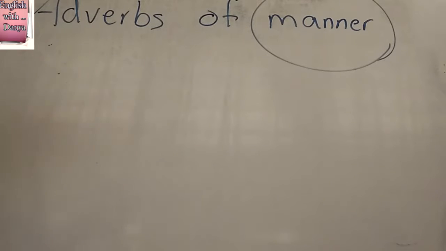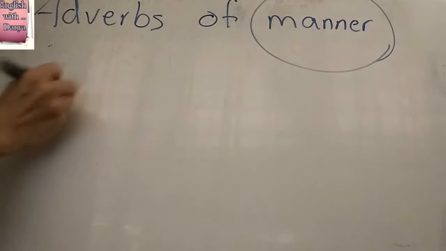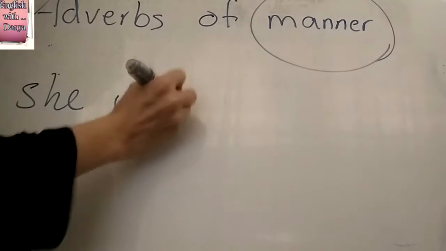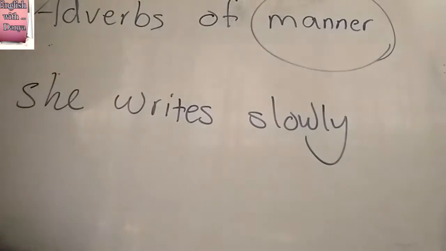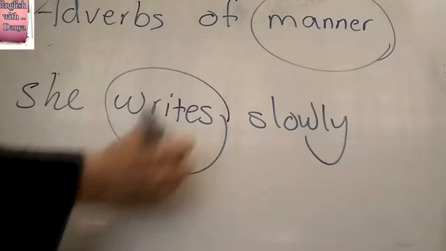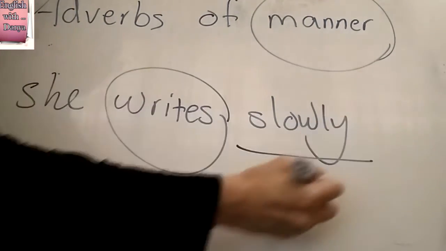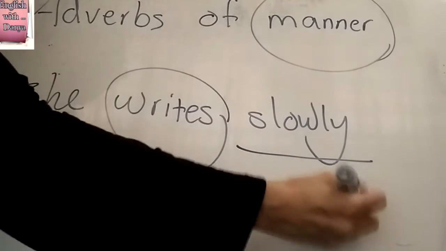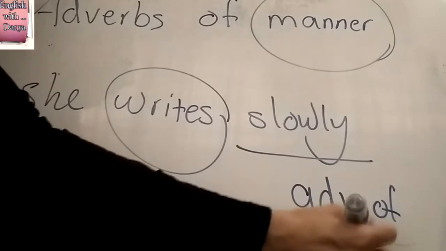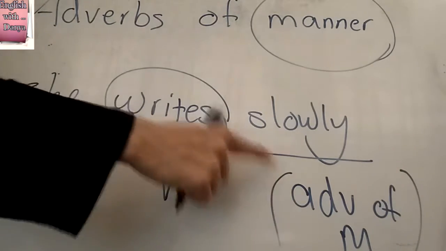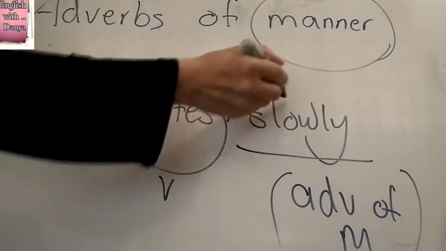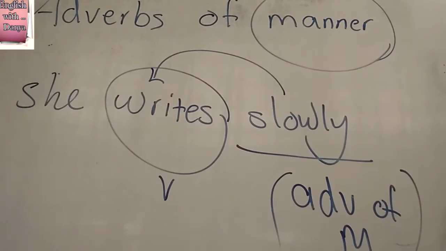Like for example, if we say she writes slowly, she is the subject, writes is the verb, and slowly is the adverb of manner. Why? Why adverbs of manner? Because it describes how she writes.